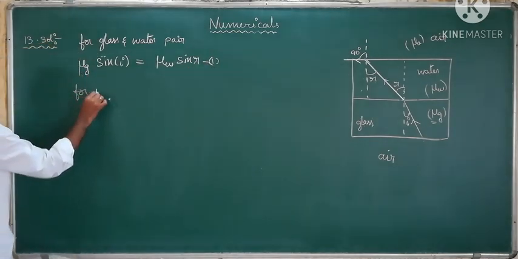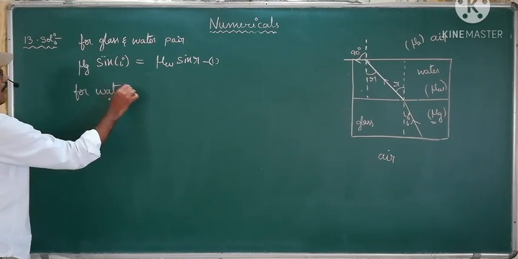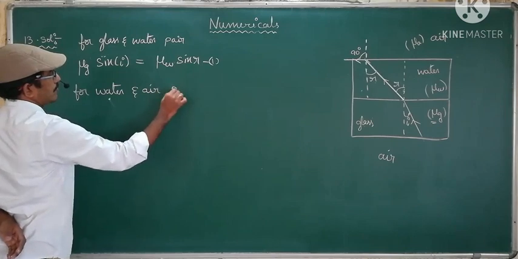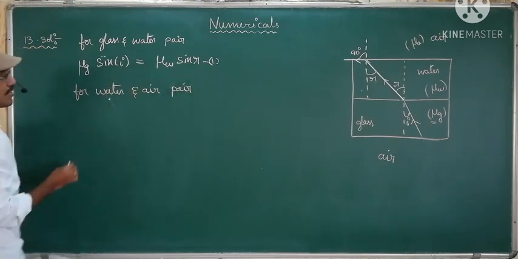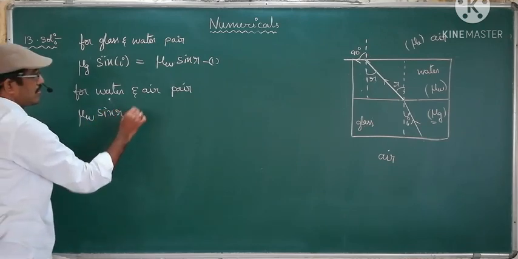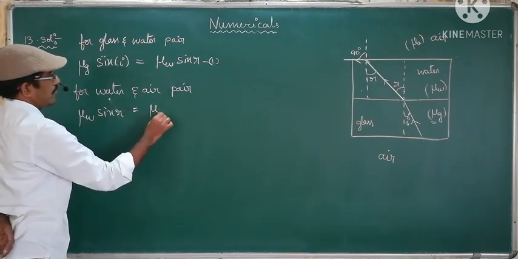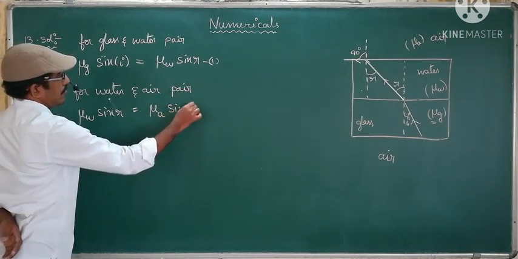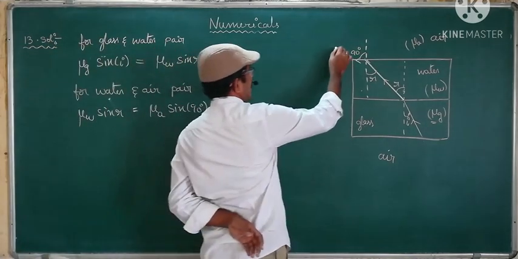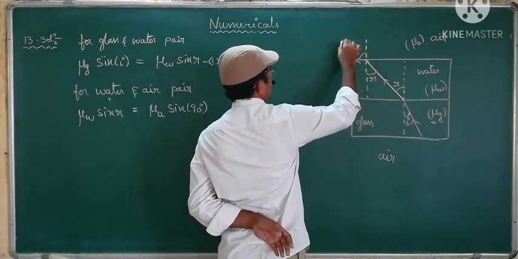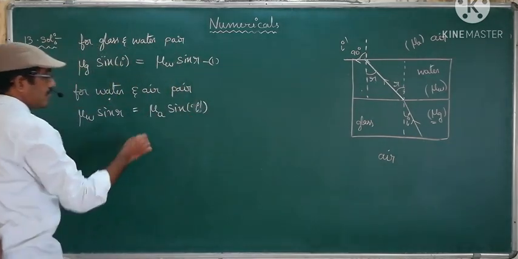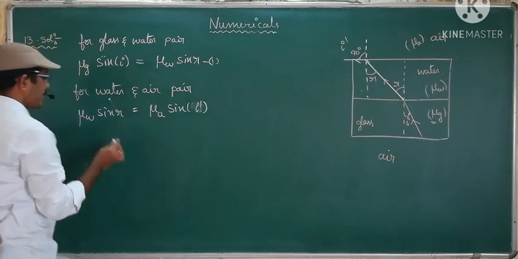Next, for the water and air pair, mu w sine r is equal to mu a sine of 90 degrees. This is equation 2. Now simply this one we can take, this is i and it is i dash. Further we can substitute the i dash value.